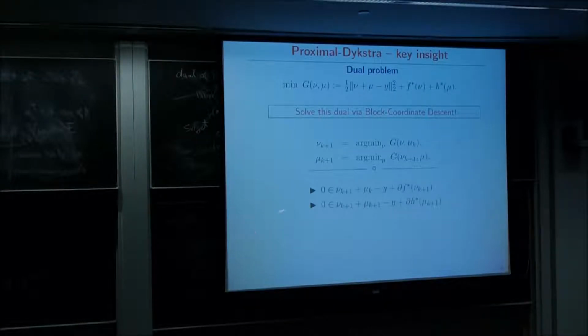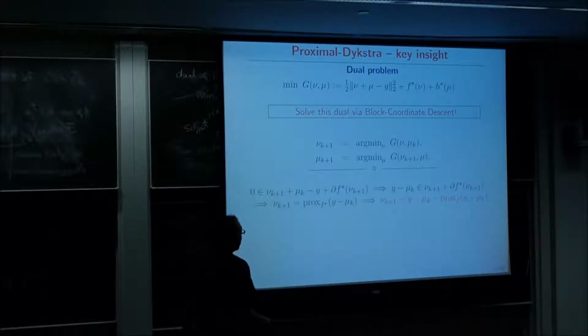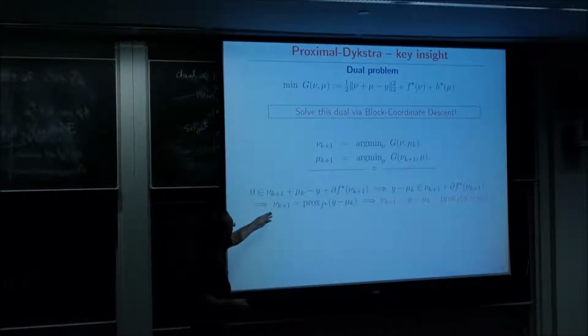So let's look at the first guy here. The first inclusion is just that. I just rearranged this to bring y and mu on the left hand side, so it turns into that inclusion. If it's easier for you, you can just think of it as equality. And that you can rearrange further by writing that nu k plus 1 is just prox of f star applied to that argument.